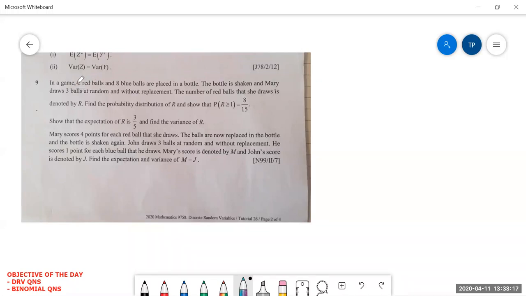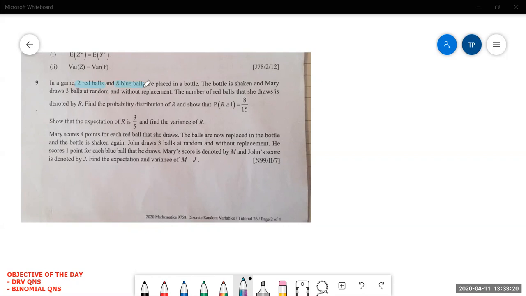In a game, 2 red balls and 8 blue balls are placed in the bottle. The bottle is shaken, so what this is trying to tell you is that the selection is going to be completely random because it is shaken. And Mary draws 3 balls at random without replacement. So without replacement means that the probability of each subsequently chosen ball will be affected. Same thing applies. If you understand, give me a thumbs up on the side to acknowledge that you understand. If you don't, say yes.